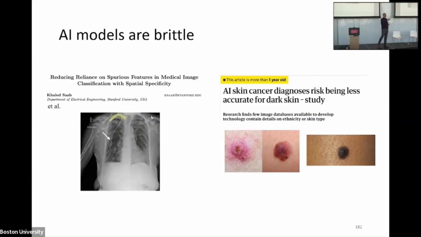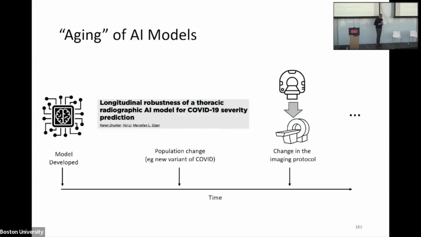There have been several reports in the literature that an AI model can focus on the color of the skin as a surrogate for a disease, and as a result may produce a biased model. Another very important phenomenon is called model aging. Model aging refers to the phenomenon that the accuracy of the AI model degrades over time.